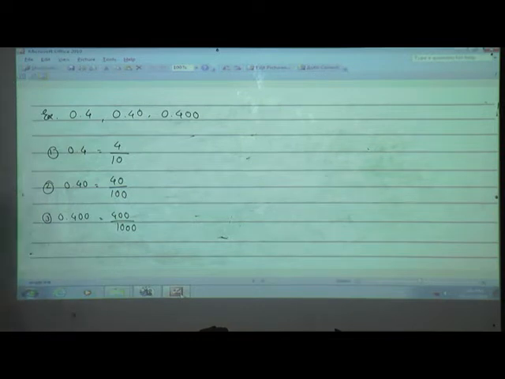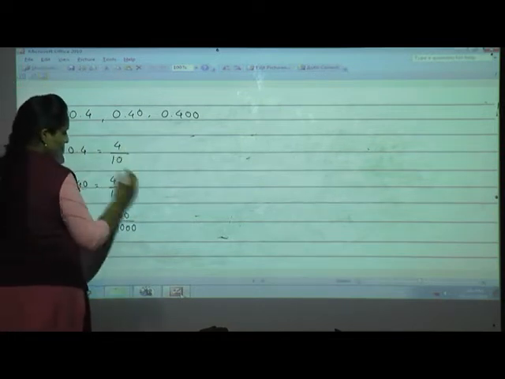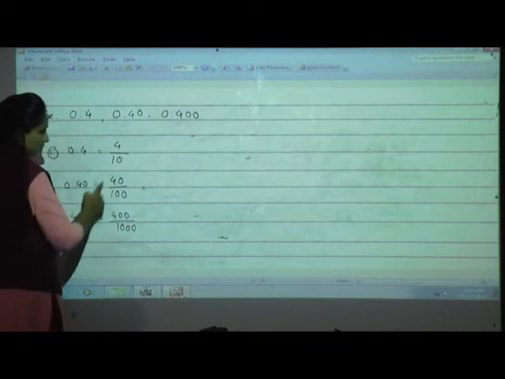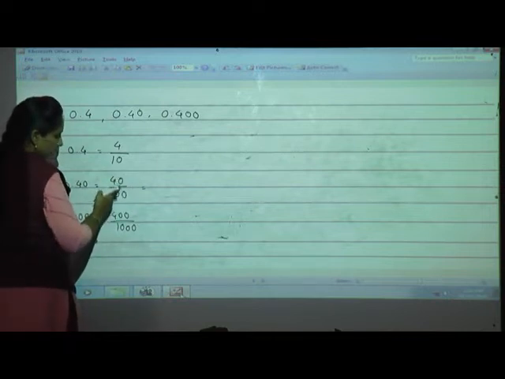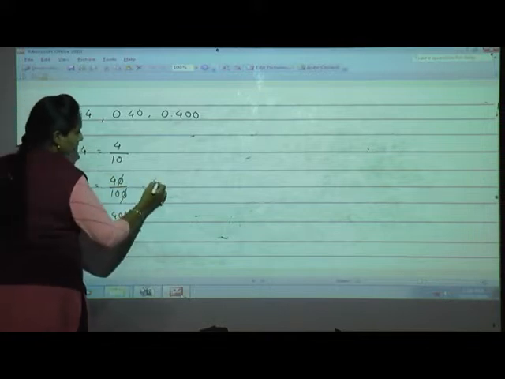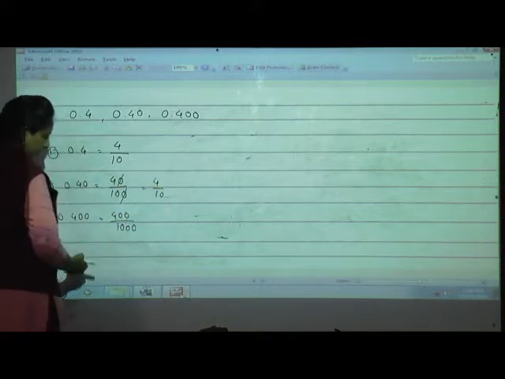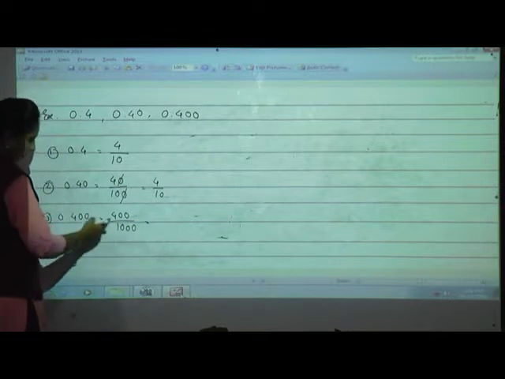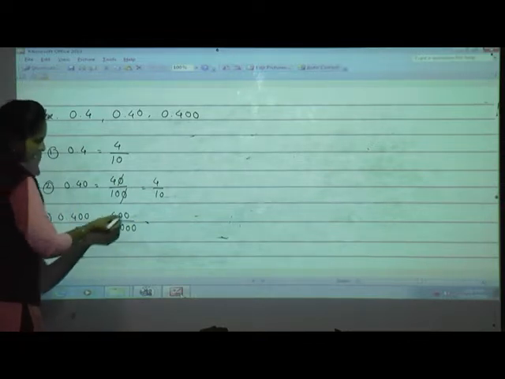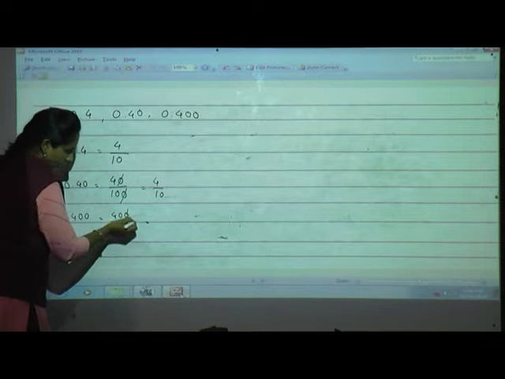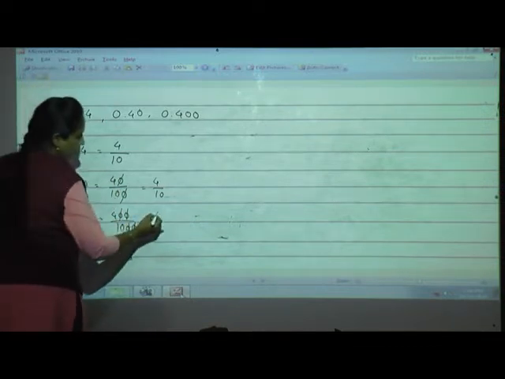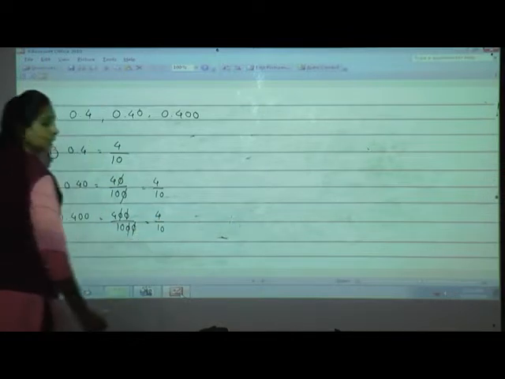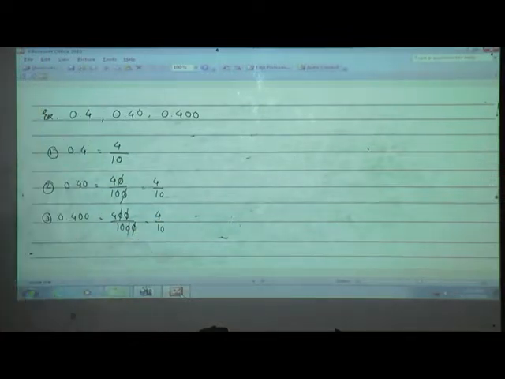Now here, see, this is 4 by 10. Now this, can you see this? See here, 0 is there, 0 is there. We can cross 2 zeros. Then what is remaining here? 4 by 10. Now in this also you see 400 divided by 1000. Here also I can cross one 0, one 0, another 0, another 0. So here what will remain again? 4 by 10.